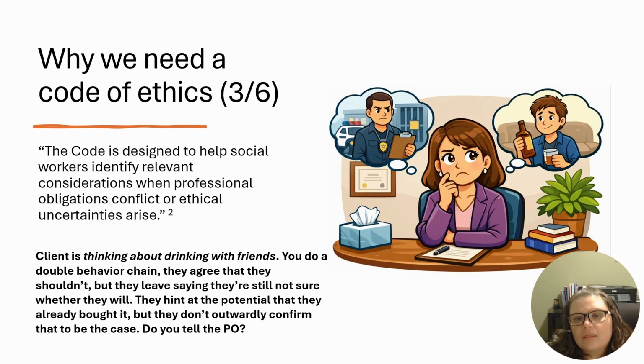The point here is the answer is not always clear. So by using a set of codified do's and don'ts, the answer becomes a little more clear. It's not going to be black and white still, but it's a little more clear. In this case, for example, the answer would be to respect confidentiality because they haven't broken a probation rule yet.